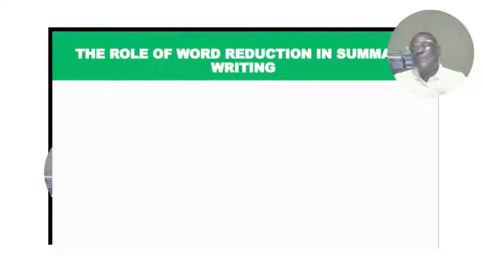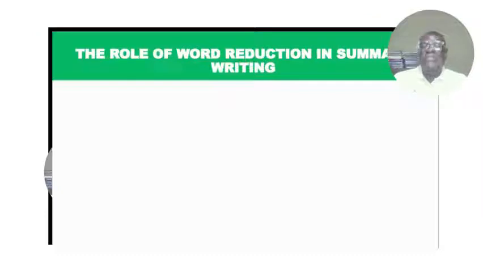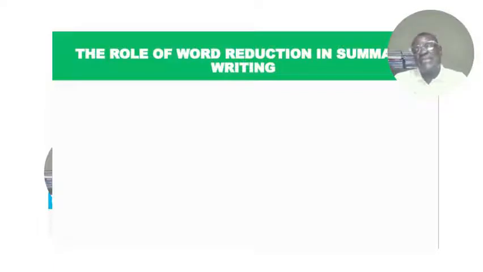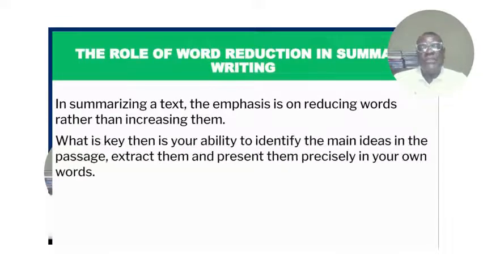In other words, you might be given a passage of 1 page or 2 or more pages, and then you may be asked to summarize the entire passage in a few sentences. For example, you may be asked to summarize a 2-page passage in 4 sentences or in 5 sentences, as the case may be. Now, in summarizing a text, the emphasis is on reducing words rather than increasing them. This I have already mentioned.